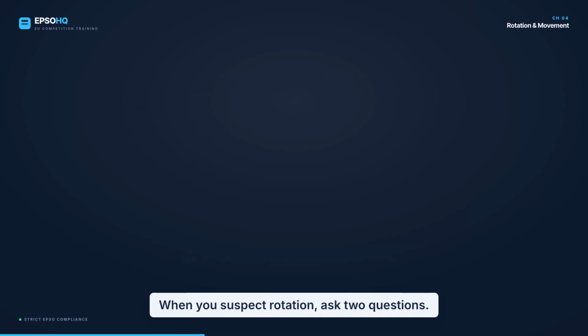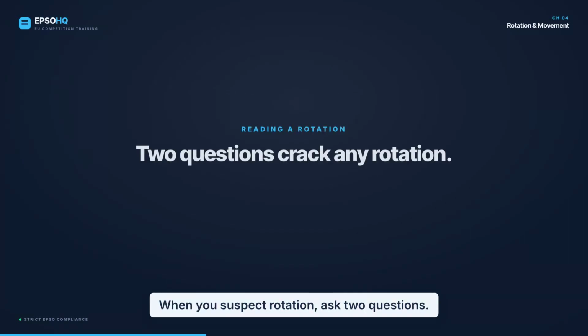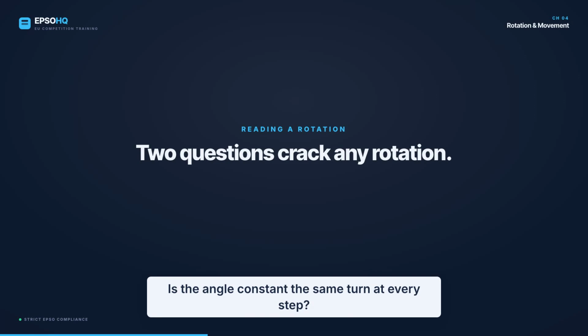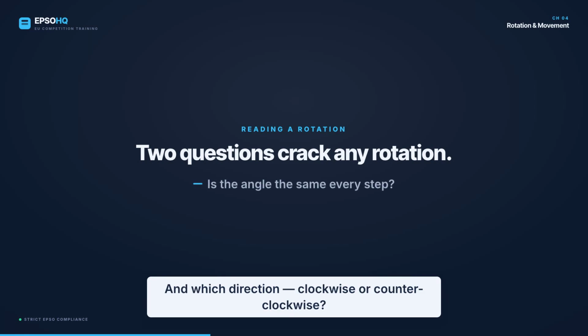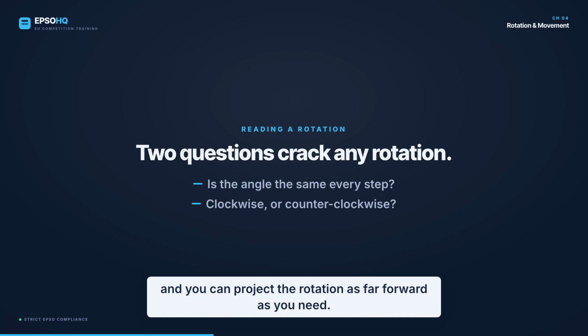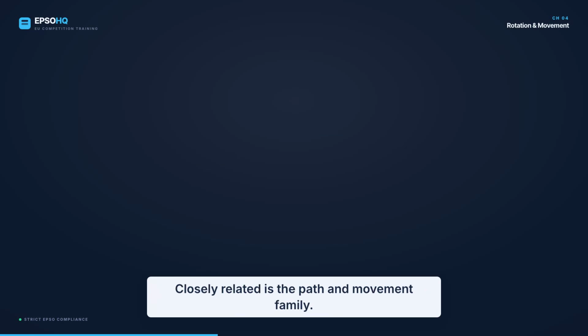Solved in one observation. When you suspect rotation, ask 2 questions. Is the angle constant, the same turn at every step? And which direction, clockwise or counterclockwise? Get those 2 right, and you can project the rotation as far forward as you need.